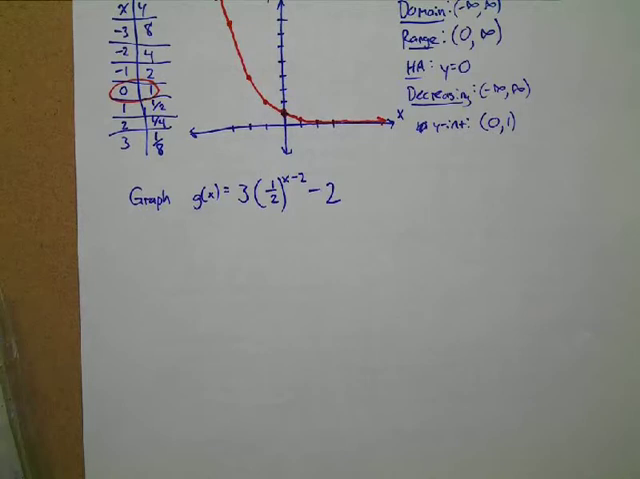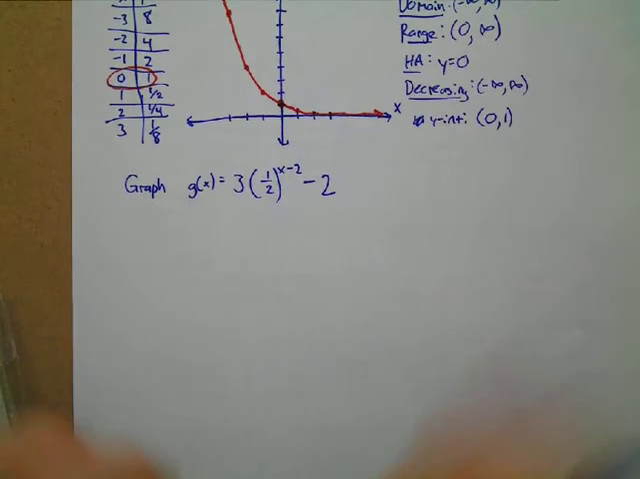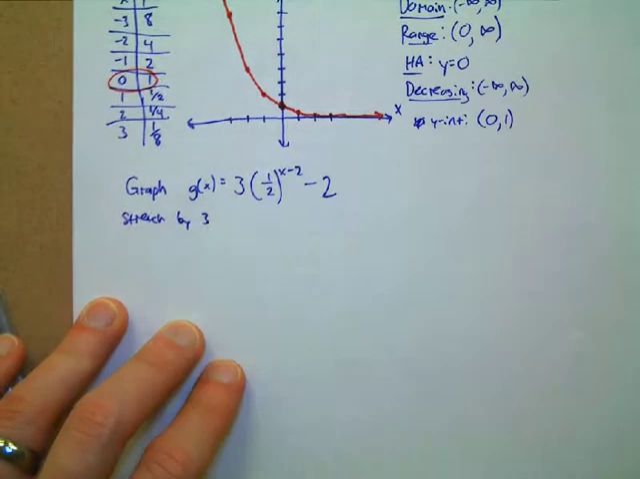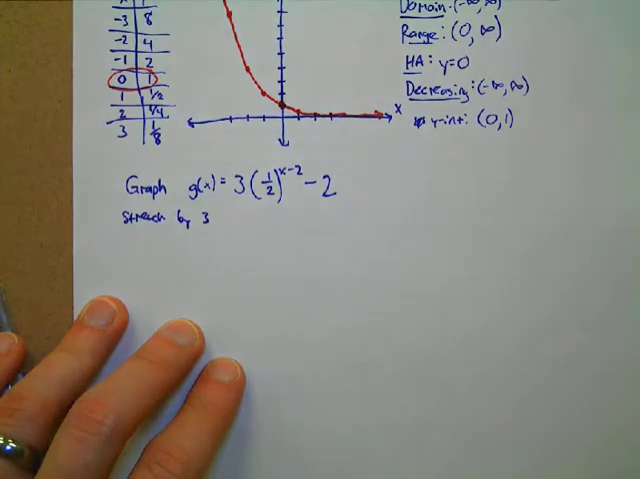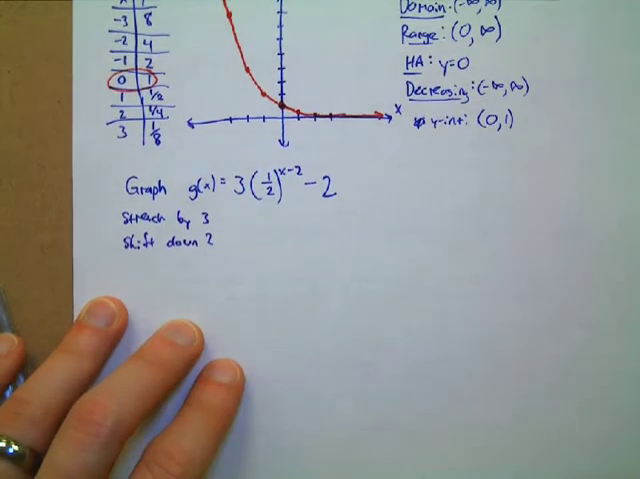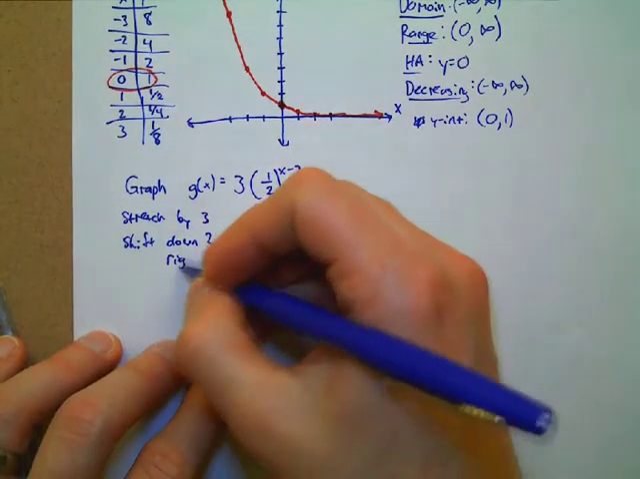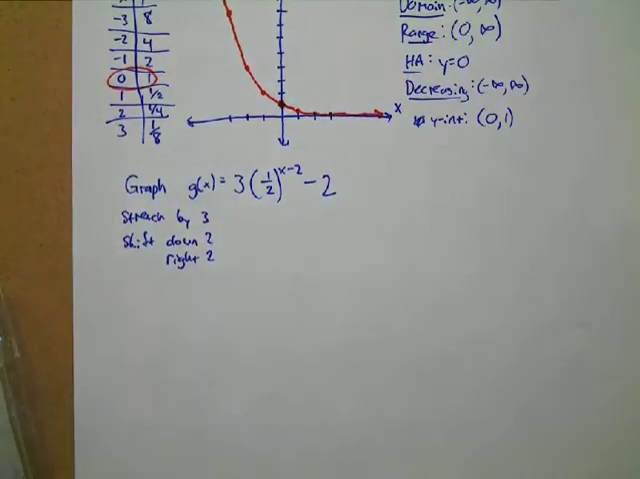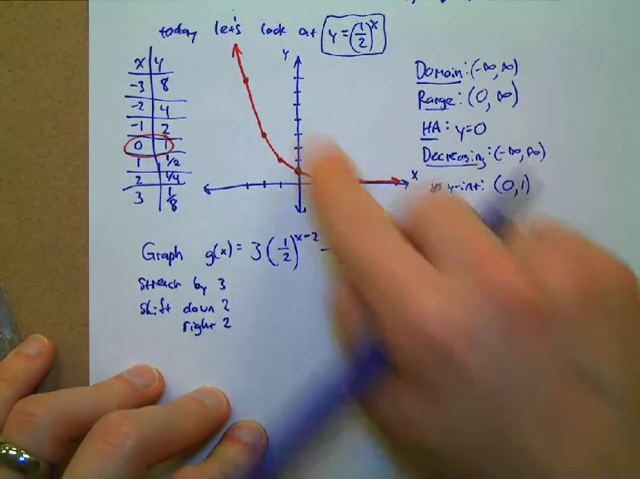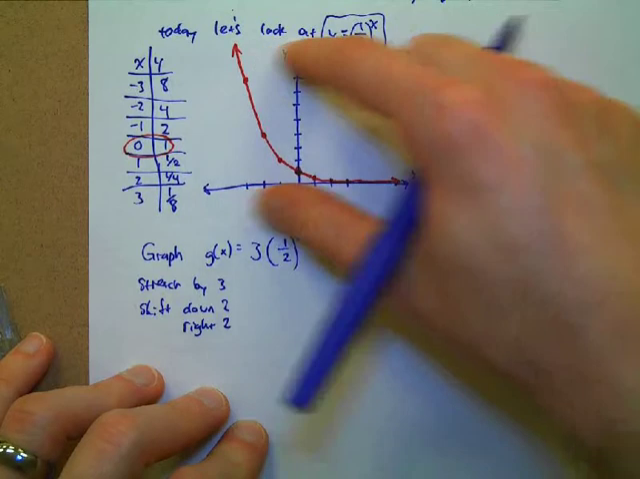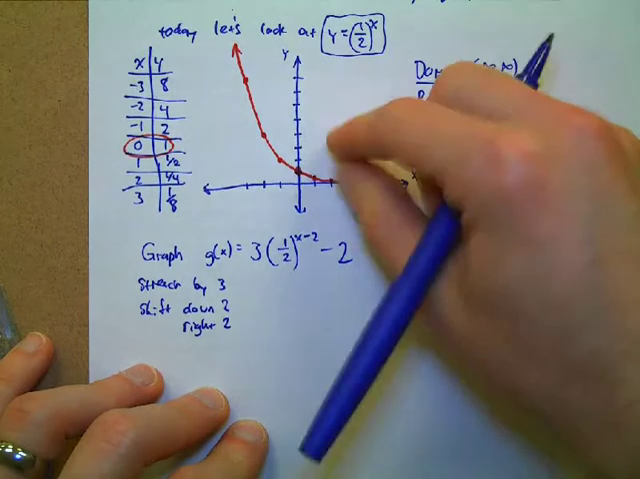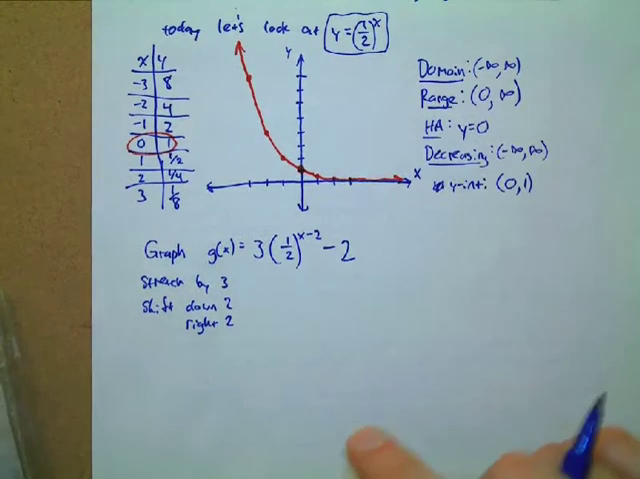What kind of transformations do we see here? Stretch by 3. What else? Shift down 2. What else? Right 2 as well. So you can picture in our head, here's that 1/2 to the x graph with our horizontal asymptote at 0. Imagine shifting this graph right 2, down 2. It's going to look something like this maybe. Stretch by 3, so it's going to be a little bit steeper.